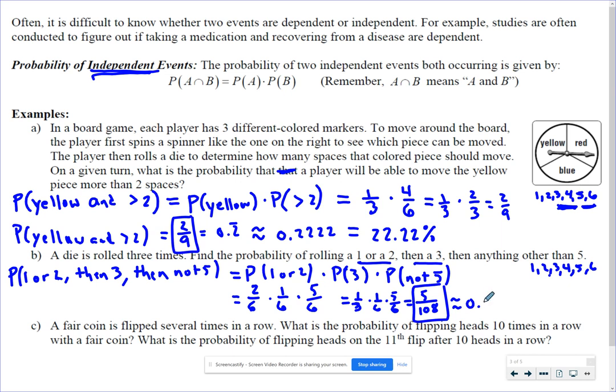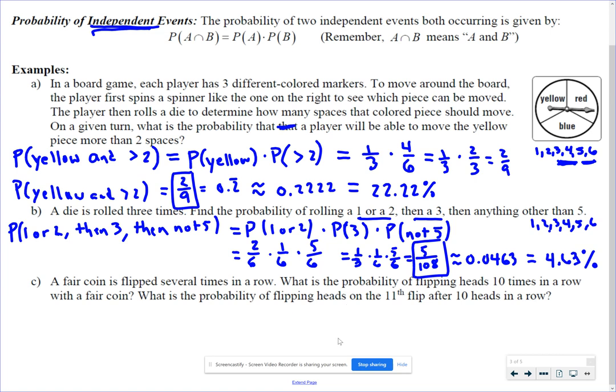We're going to round it to 4 decimal places. 5 divided by 108 is 0.046. My 2 has to round up to a 3. And then if we change that to a percent, it would only be 4.63%. That's pretty small. 4.63%. Odds are not in your favor. Okay.